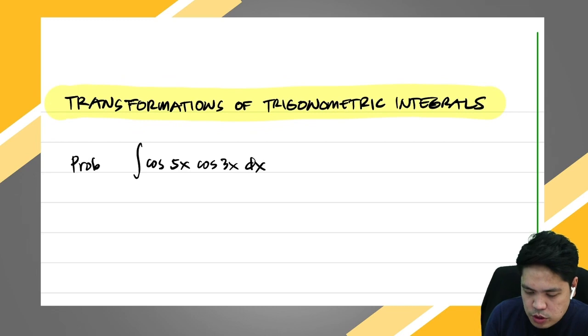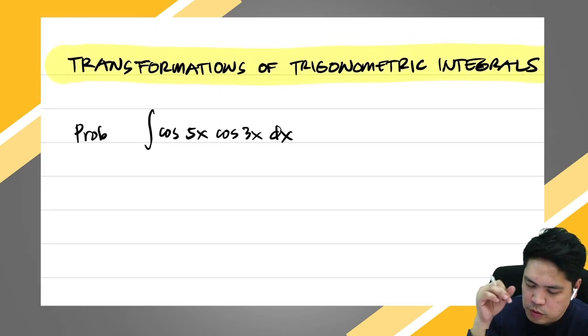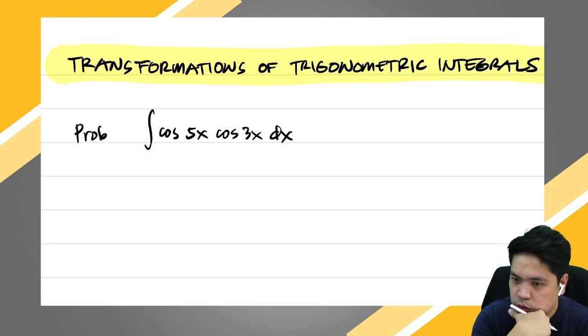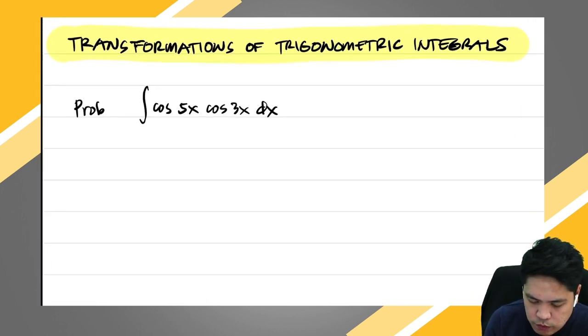Okay, let's proceed to some integration techniques. For these transformations of trigonometric functions, we'll try to answer this integral: cosine 5x, cosine 3x dx. So how do we solve this?